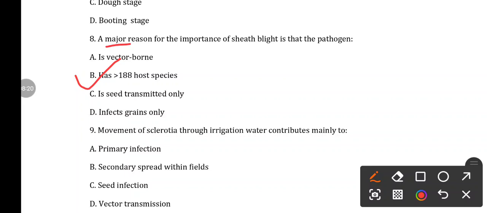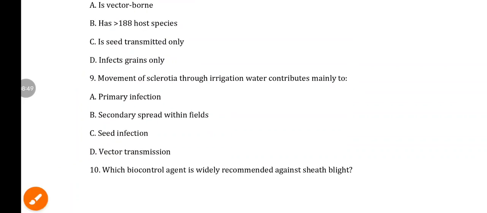Next, question number 9. Movement of sclerotia through irrigation water contributes mainly to option A, primary infection, option B, secondary spread within the field, option C, seed infection, and option D, vector transmission. So the answer is option B, secondary spread within the field. So through the irrigation water, the sclerotia spread within the field and cause the secondary spread of the disease.